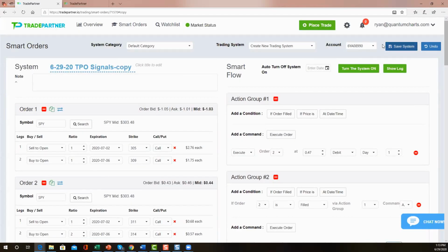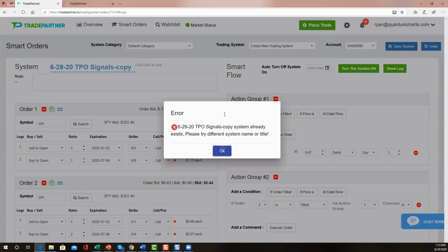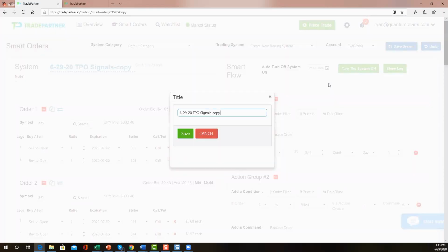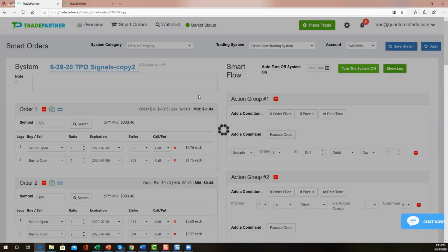All right, so I'm going to save that one. So I'm going to have to change that to save. And then I'm going to turn the system on. And there we go.